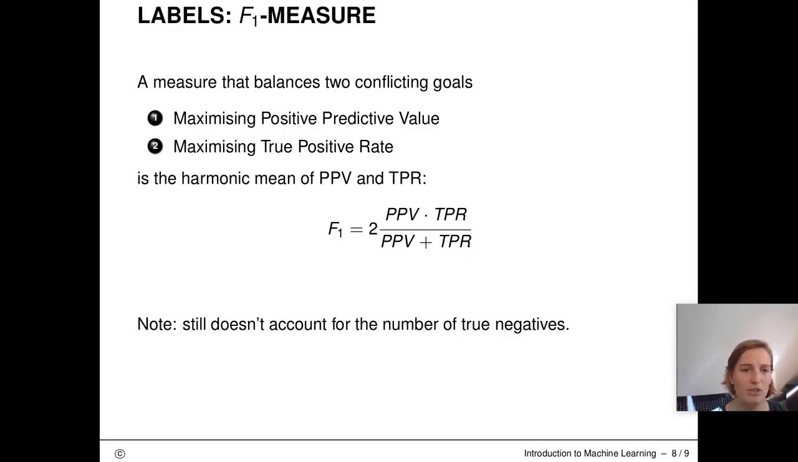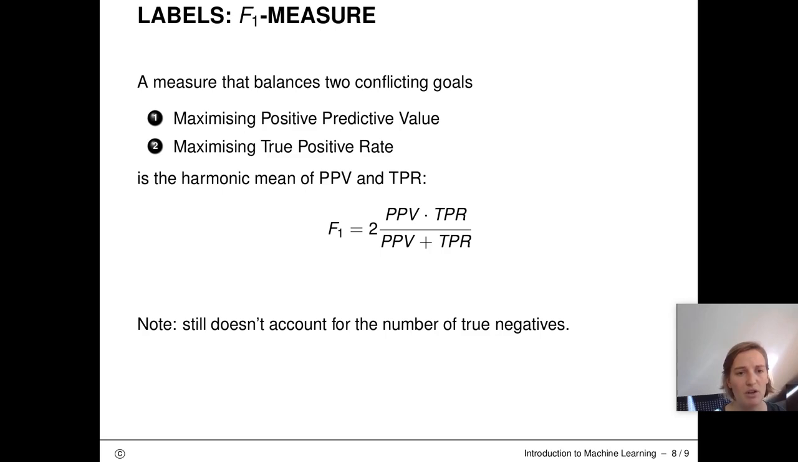Before we finish this unit, I want to talk about one particular measure which builds on the measures we looked at so far. It's called the F1 measure. As we have seen from the previous example on bowel cancer, it's often very difficult to achieve simultaneously a high positive predictive value and a high TPR.